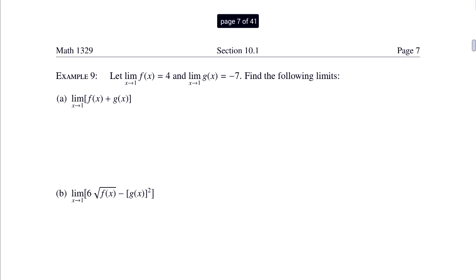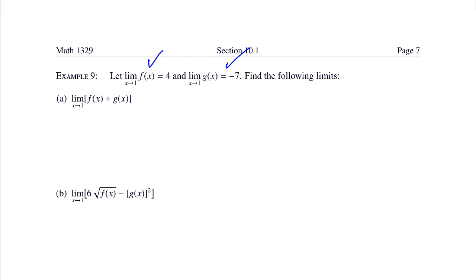Now this one we do want to sort of write out some stuff here, and use the properties so that we can see everything. On example 9, you are given the following 2 pieces of information. You are given that the limit as x goes to 1 of the function f is 4, and the limit as x goes to 1 of g of x is negative 7. And suppose we create this new function f plus g. We don't know the expression. We don't know anything else about it. But we can still solve this problem. We can find the limit as x goes to 1.